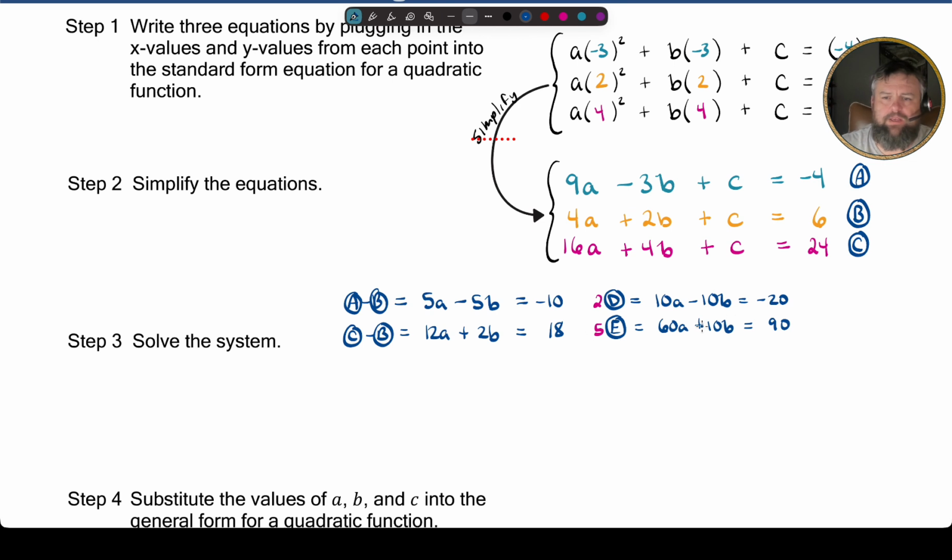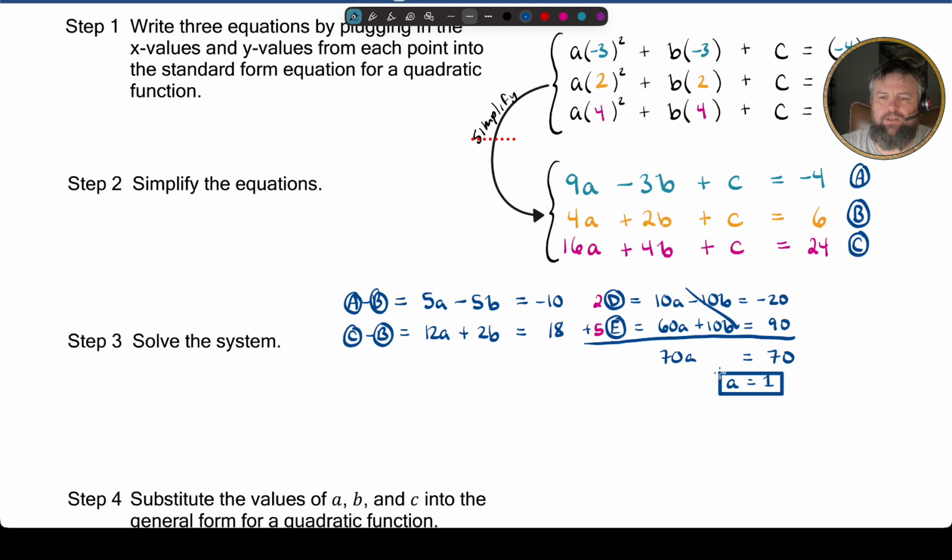Okay, now by adding these two equations together, so we're just going to simply add them up, we're going to be able to zero out the B variable. So we're going to get 10 plus 60 is going to be 70A. B eliminates. That gives us 70 on the right. By dividing by 70, we get A is 1. So our A is 1.